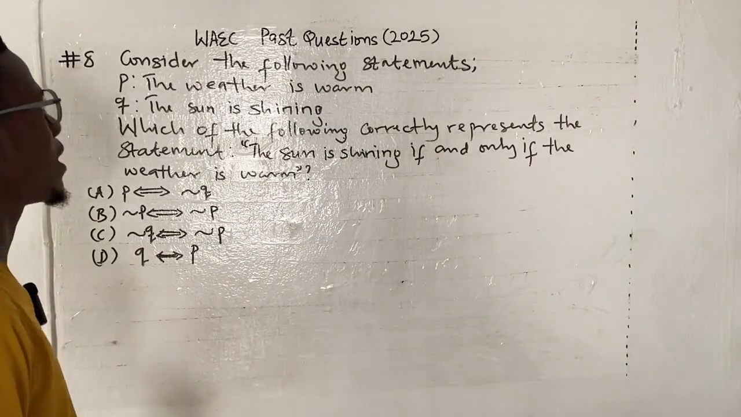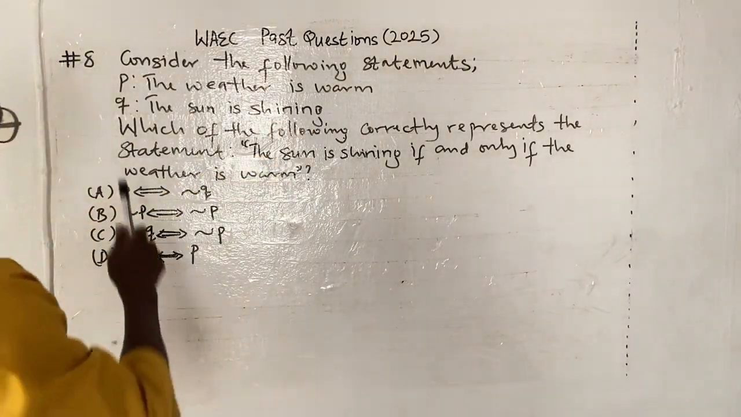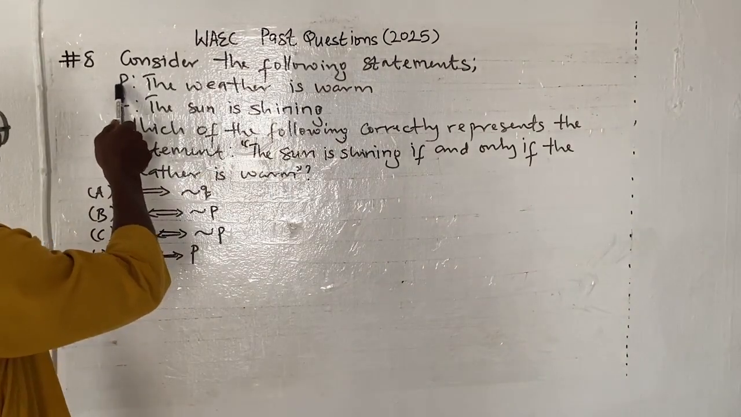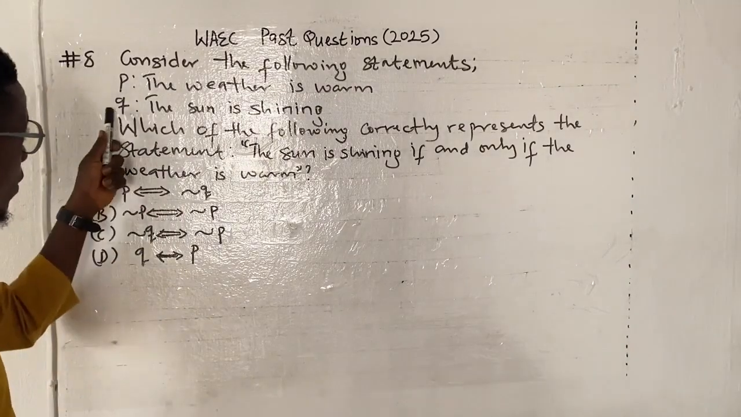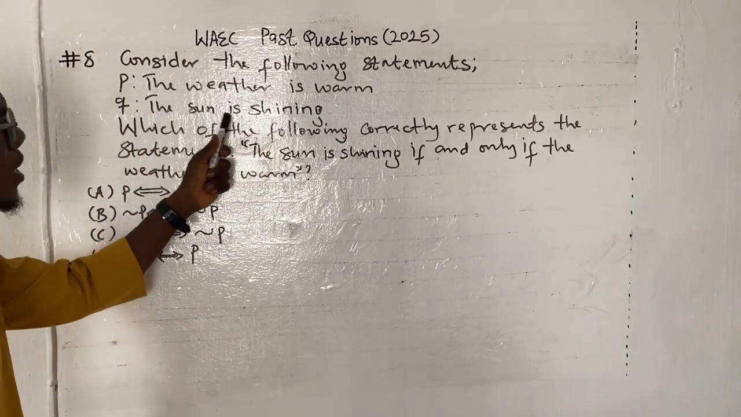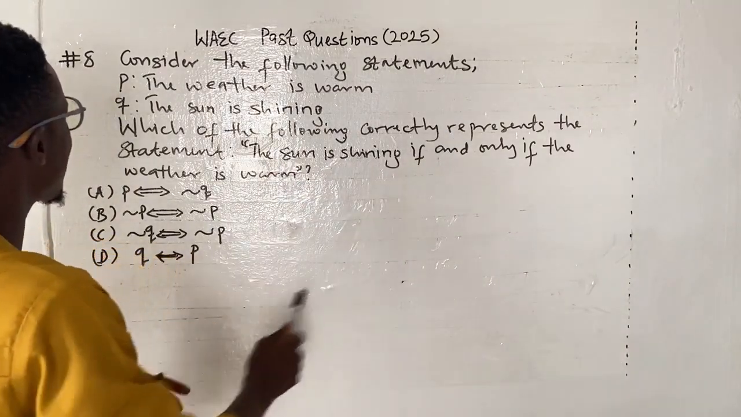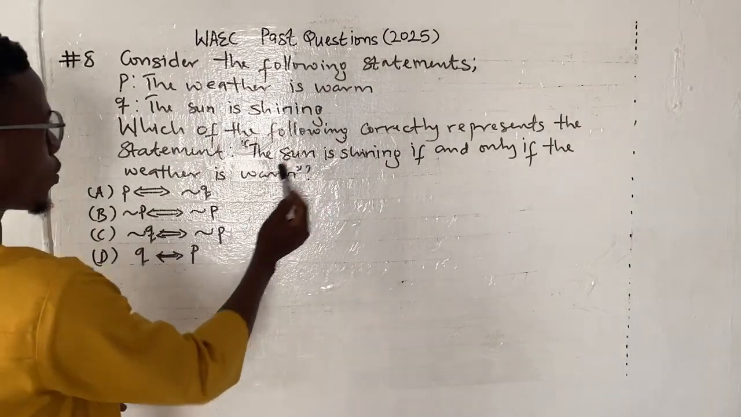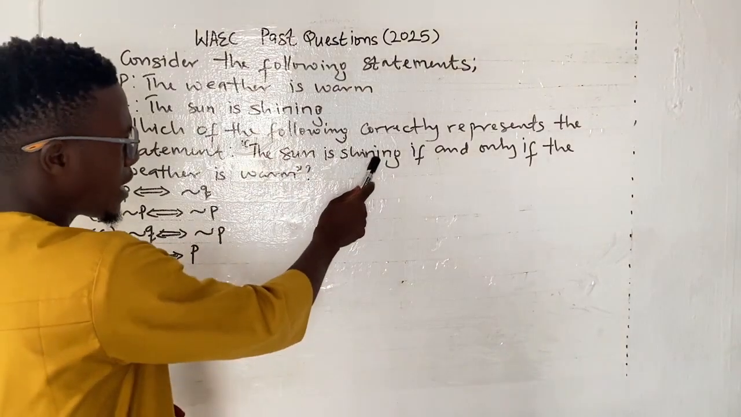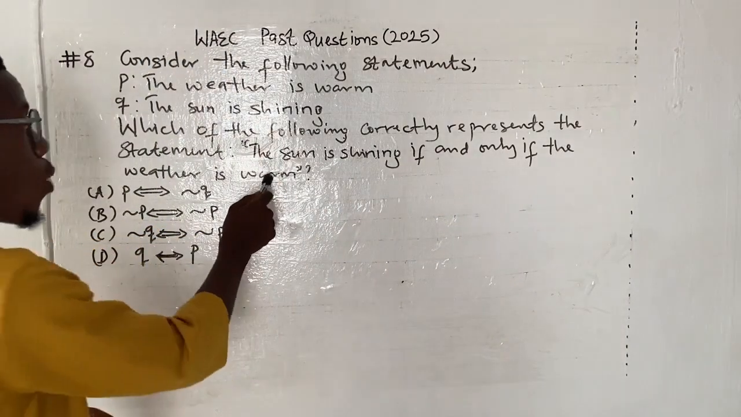Okay, this is question 8. And question 8 says to consider the following statements. The first says P stands for what? When the weather is warm. And Q stands for when the sun is shining. They ask which of the following correctly represents the statement, and the statement we are talking about here, in this quotation, says the sun is shining if and only if the weather is warm.